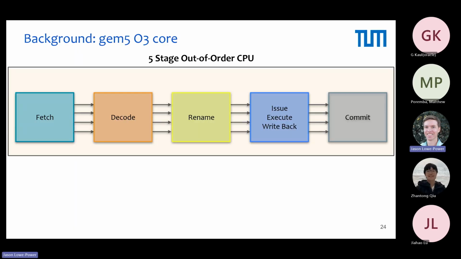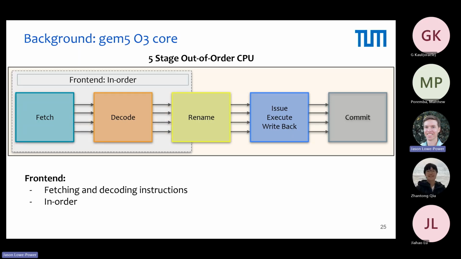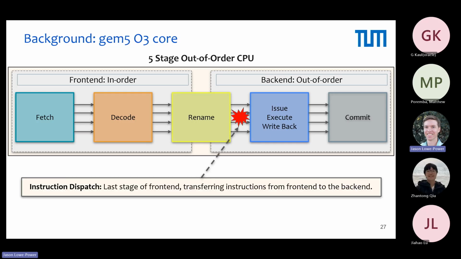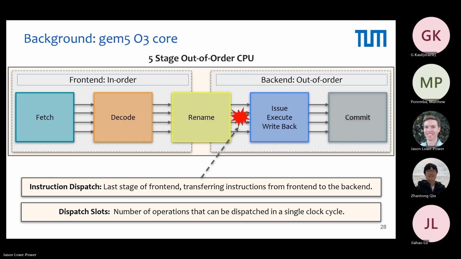Before moving on to the top-down analysis, some background on out-of-order cores. They consist mainly of two parts: the front-end, the in-order part, which is responsible for fetching and decoding instructions, and the back-end, the out-of-order part, which is responsible for issuing, executing, and committing instructions. Instruction dispatch is the last stage of the front-end that happens after rename, and it is the transferring of instructions from the front-end into the back-end. The dispatch slots are the number of operations that can be dispatched in a single clock cycle, which is also the dispatch width of your machine.